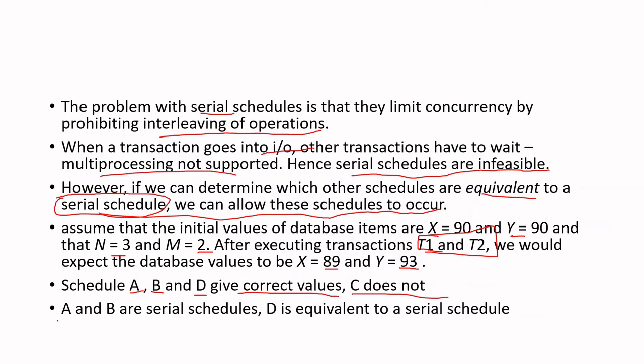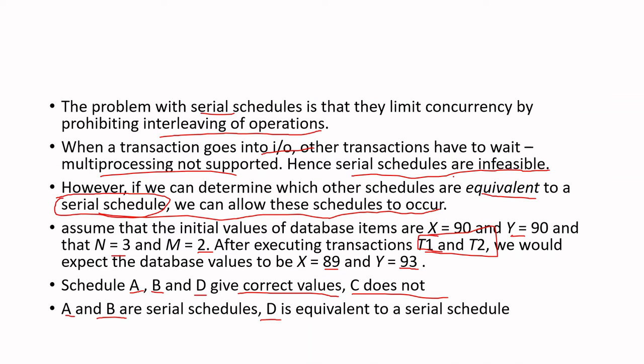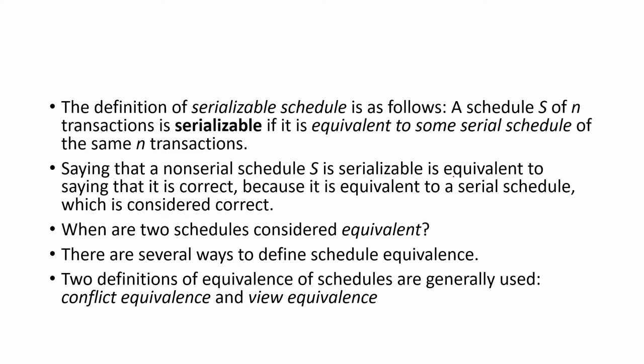So we can say A and B are serial schedules, and D is equivalent to a serial schedule since it gives the same correct values even with interleaving. We can see that in D the operations are interleaved, but it still gives you the correct values. So that is what we want. We want several transactions executing concurrently, operations should be interleaved, and at the same time, we want the results to be correct.